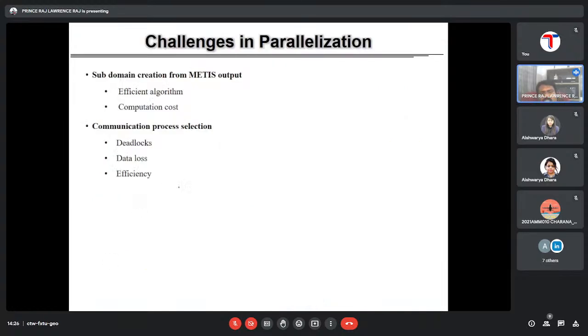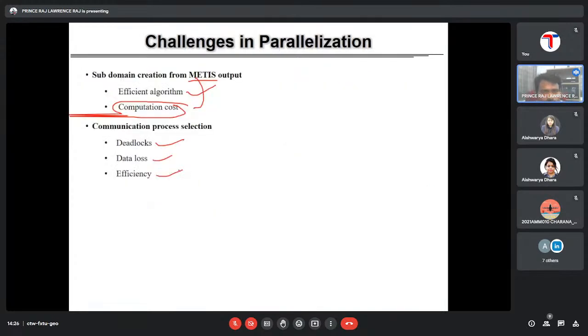Now, still there are challenges. For example, subdomain generation needs an efficient matrix algorithm. It is not easy. The algorithm development for the connectivity is not easy. Then computational cost is also there, because to run the matrix you need to put in some computation. Then in the communication process, there are some issues like deadlocks, data loss, and efficiency that we have to counter.